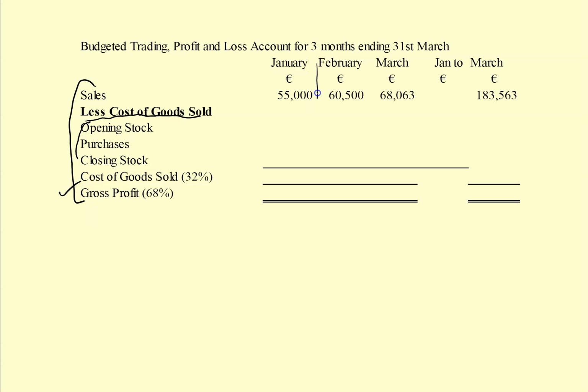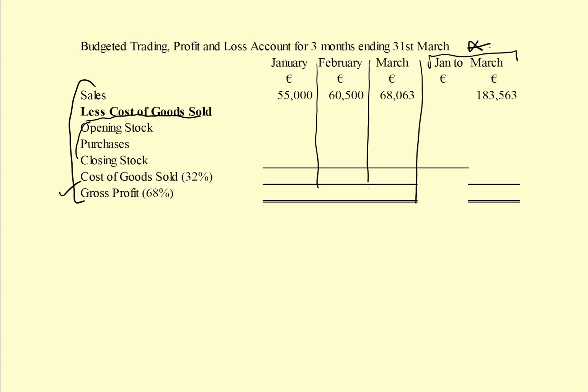I have a trading account here for January, for February, and for March. And then over here I'm going to have a trading account combined for the 3 months, January to March. Now the point here is that if I were to ask you to prepare a budgeted trading account for the 3 months ending the 31st of March, this little bit over here would actually be enough to satisfy that requirement.